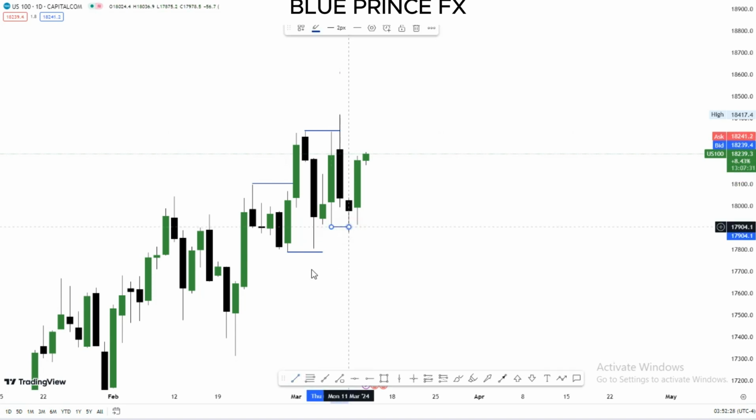Why is it internal liquidity? Because our external liquidity is down here, because our external liquidity is this low that is responsible for this high. So you have a high here and you have the low here, and you have the high here, then you have a low here. So this becomes our internal liquidity and this is our external liquidity.